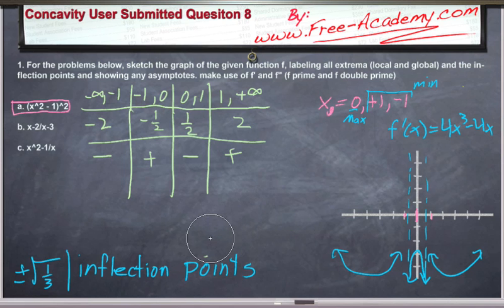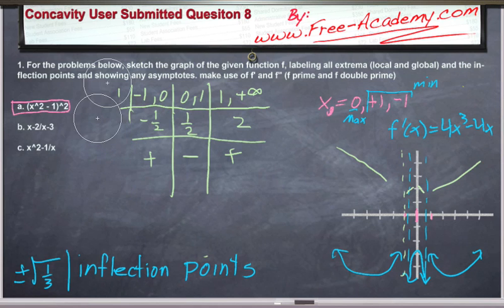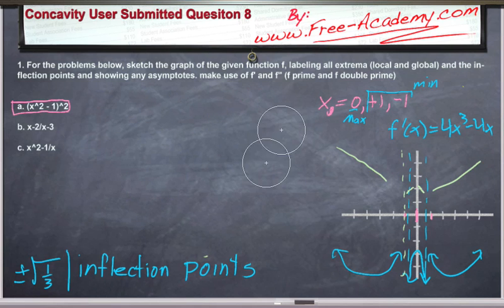So now the next thing we know is that we're going to be decreasing from negative infinity to negative 1. We'll be increasing from negative 1 to 0, decreasing from 0 to 1, and then increasing after that. So now we have quite a bit of information about what's going on with our graph here, so this allows us to sketch a graph.